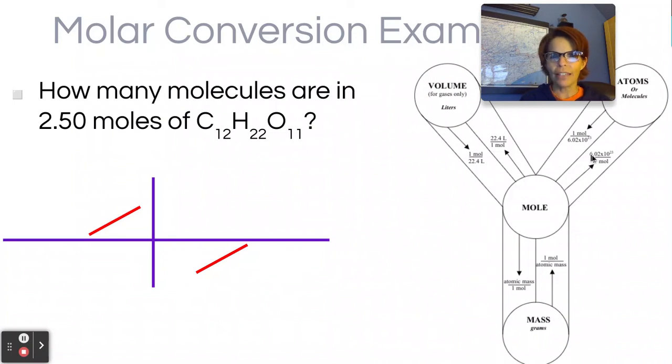So when we're trying to calculate the number of moles, the number of atoms or molecules in 1 mole, that's where we have to use Avogadro's number. So let's write down what they gave us. They gave us 2.5 moles.